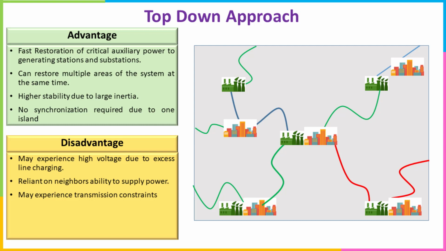If they are not, like in the case where all the systems are asynchronously connected, then you have to go for a very careful approach: which part of the system is which island, and when we have to isolate and connect, and at what frequency. So that will be a cautious approach.